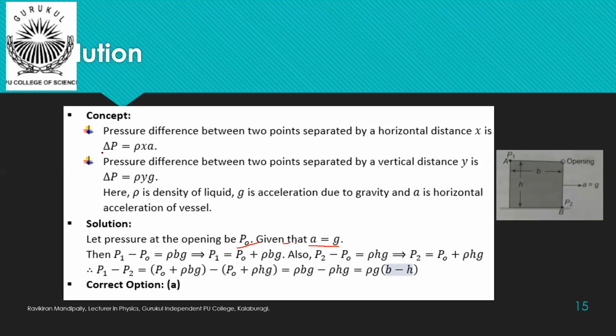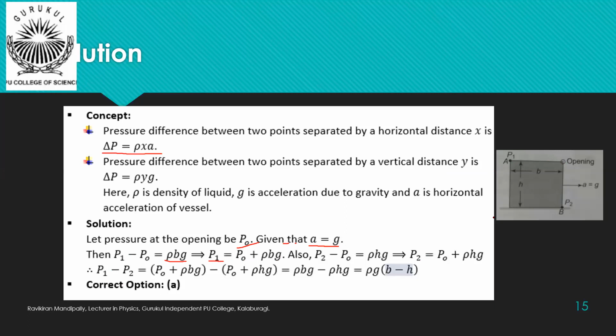So we are going to use this formula for writing the pressure difference first. P1 minus P0 is equal to rho B g, because B is the horizontal distance between those 2 points. And from this, I am writing the expression for P1. P1 is equal to P naught plus rho B g.